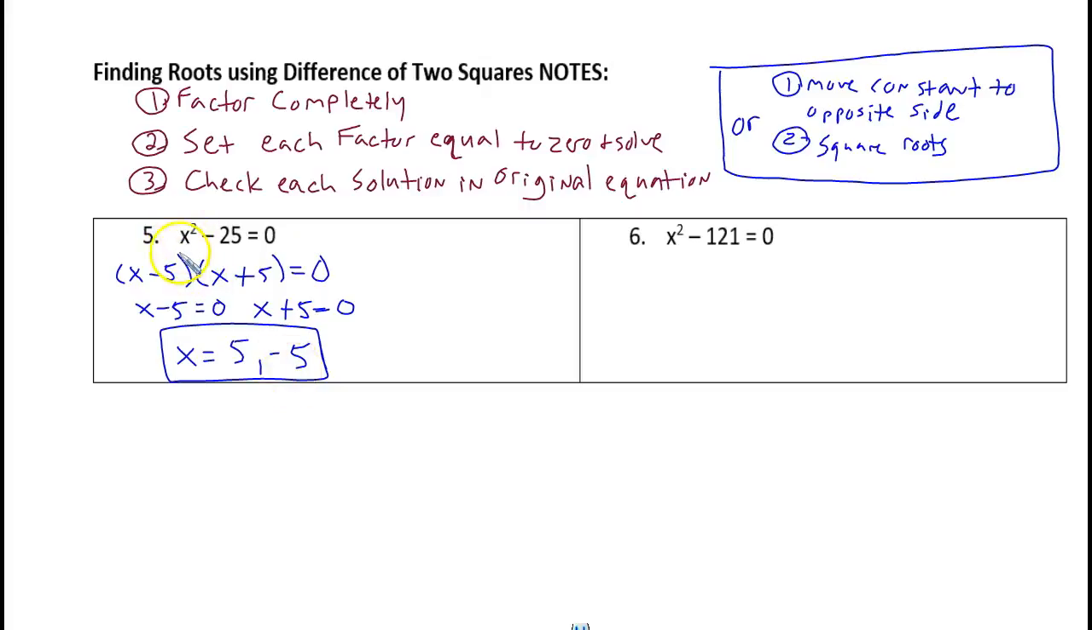Negative 5 squared, make sure that if you use your calculator, you put the negative 5 in parentheses. Negative 5 squared is 25. Also, 25 minus 25 is 0. So it works. Easy peasy lemon squeezy.